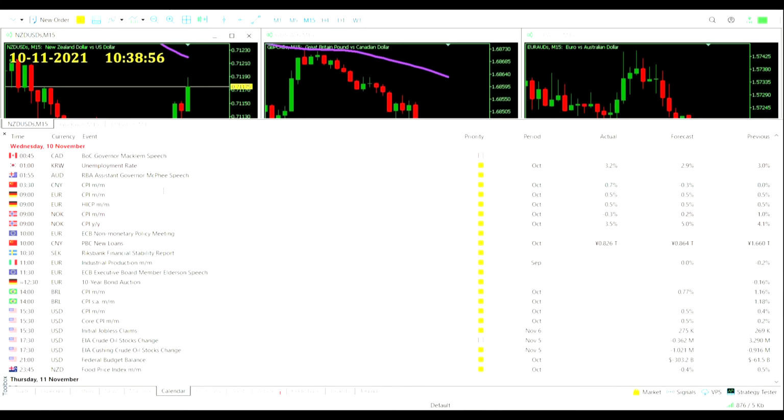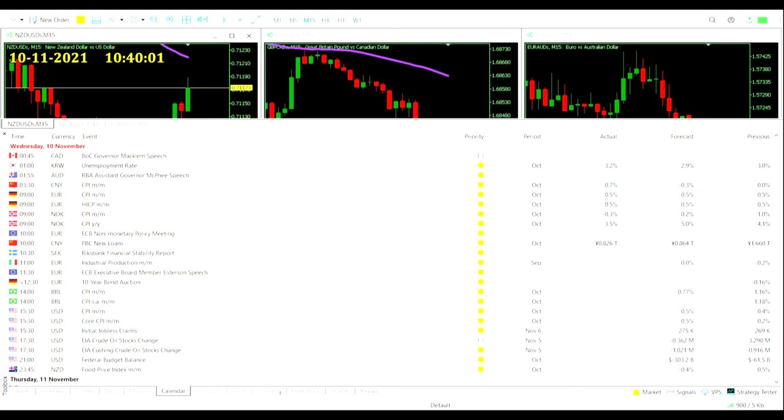What have we had? A South Korean unemployment rate, 3.2% actual against 2.9% forecast. Bit of a miss for them there. They were hoping it was going to improve on the previous 3%, but it has taken a dip to 3.2. CPI month on month from China, 0.7% actual, was forecast at negative 0.3. So they thought deflationary. They had a flat previous, but they couldn't control it this month. So that is exceeding the forecast by 1% on the CPI.